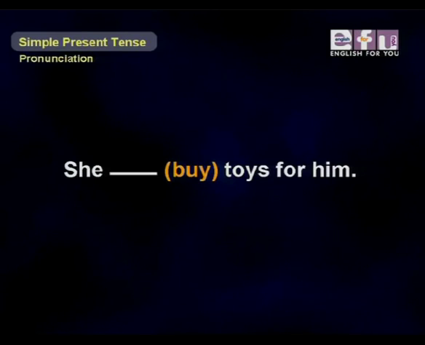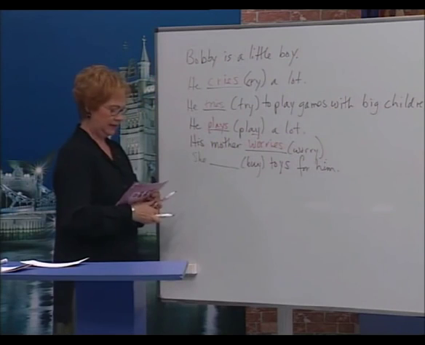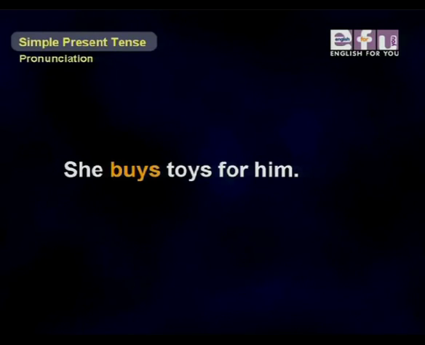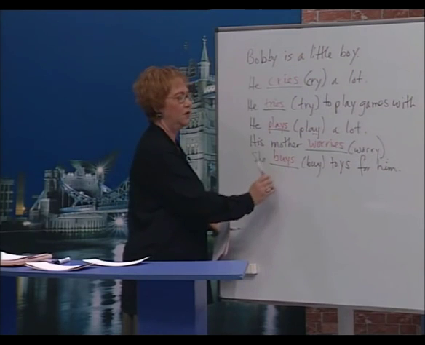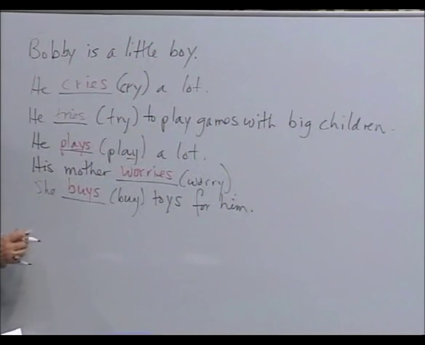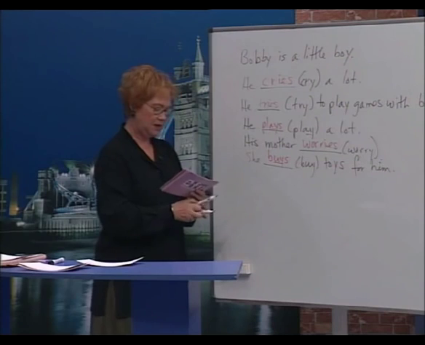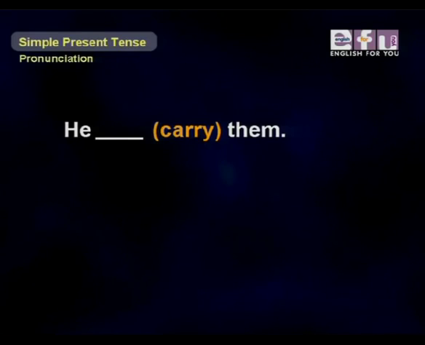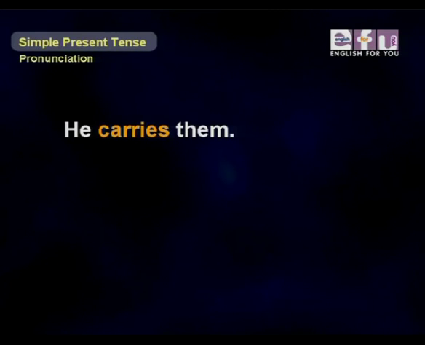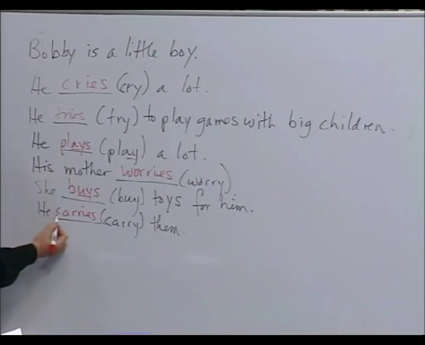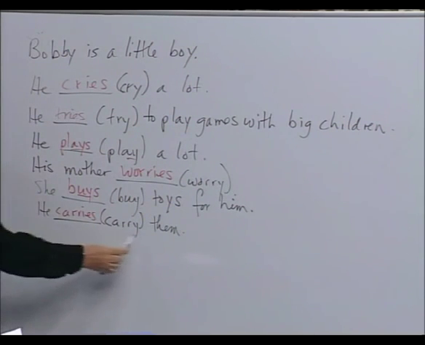Okay, here's another one. She buys toys for him. All right, Lisa? She buys toys for him. Yes. Now spell it. BUYS. Okay, and why is it spelled this way? It's a package, UY. All right, next one. He carries them. All right, Ali, this one is for you. He carries them. Okay, now you spell it. CARRIES. And why did it change? Y after a consonant.